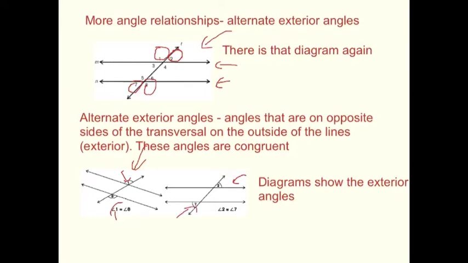Just like alternate interior angles, alternate exterior angles are also congruent. So if we look at this symbol, that symbol means congruent. So it's an equal sign with a little similar symbol on top. That means congruent, and all congruent means is equal. We call angle measures congruent, and we use that sign to show that.